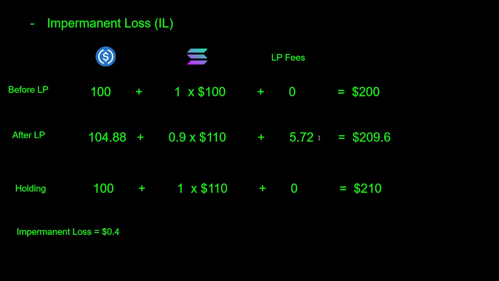Now, if you had just held your tokens and not added any liquidity, then in the same time you would have had $210 at the end of this period. However, when you added liquidity, you ended up with $209.6, which means there was an impermanent loss of about 40 cents. Now, this impermanent loss can actually be overcome.